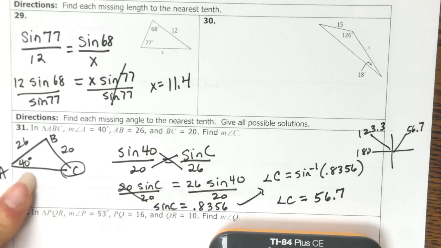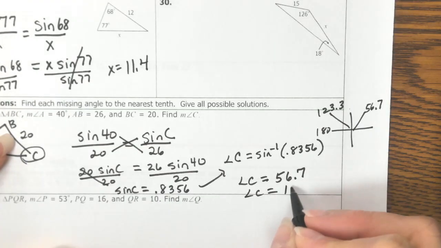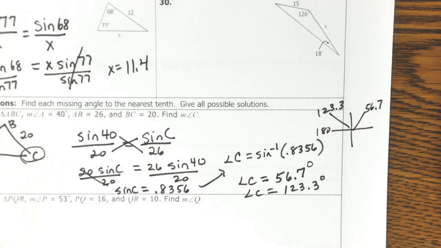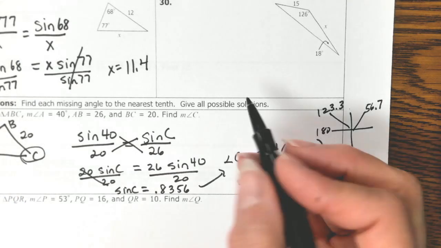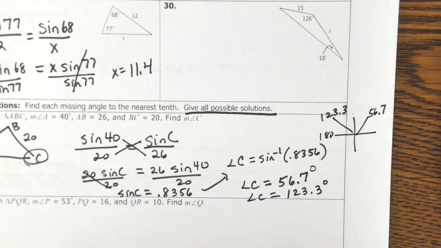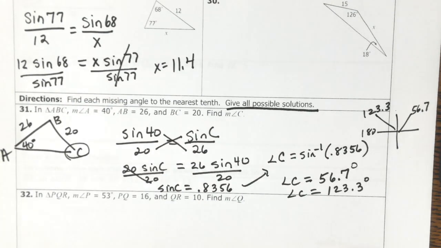Now, could we have a 40 with a 123? Yeah, we could. Could we have a 40 with a 56 number? Yeah. Both of these answers can actually work in this triangle. So number 31 has two different answers. It is ambiguous. And this was the clue to check, where it said give all possible solutions. They're trying to give you a hint that there might be more than one answer. Sometimes there's even no answer, remember?